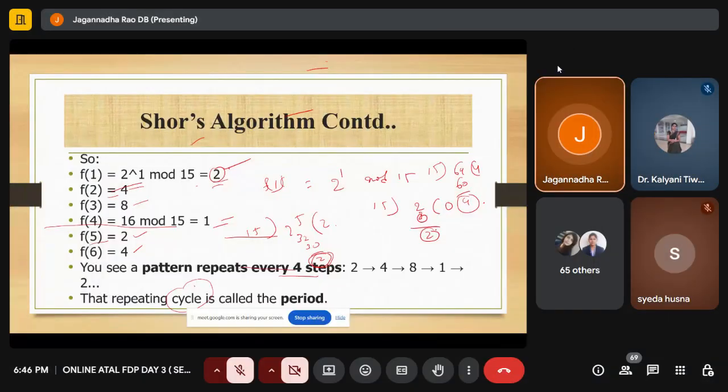So that is what I already told you here: use the quantum computer to find the period. How does the computer find the period? With f of x equal to a power x mod n. For n, you actually need the factors. n is 15, and for that n equal to 15, you use f of x equal to a power x mod n.